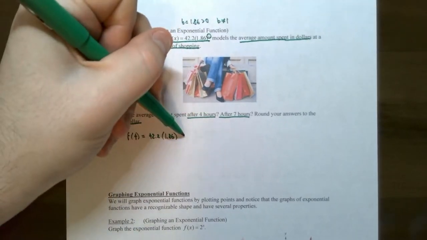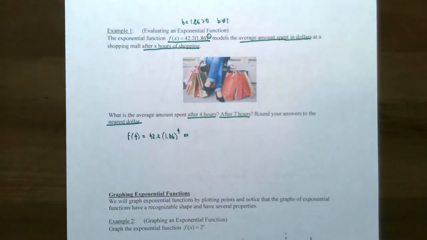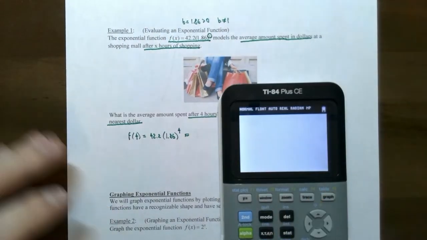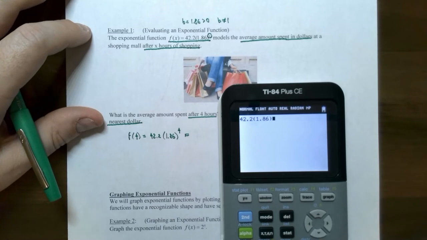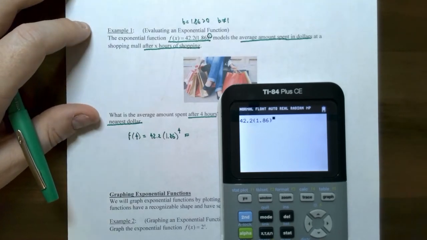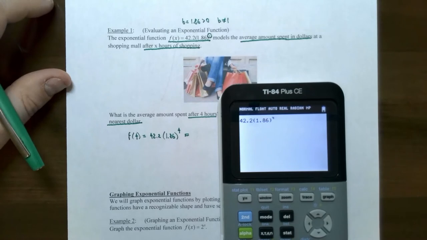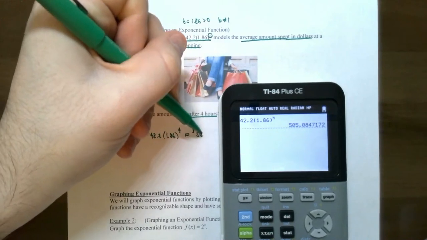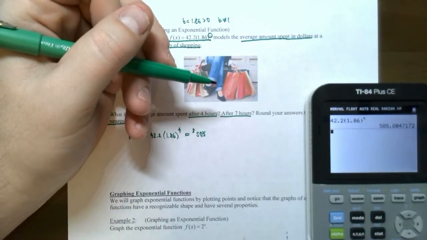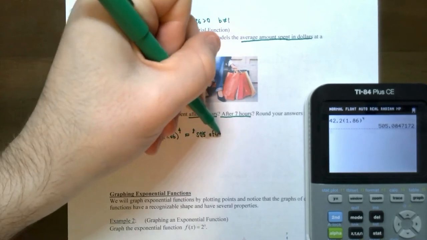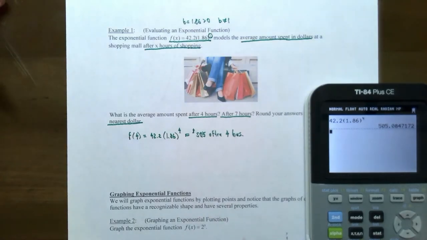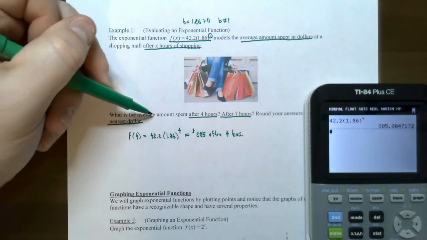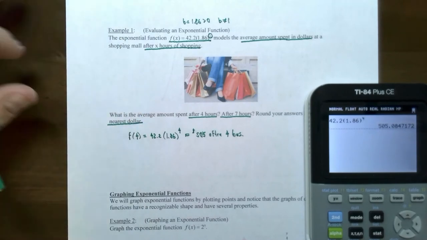So let's use the graphing calculator to approximate what this is. 42.2, parentheses, 1.86, parentheses, then use your exponent button to get 4 in the exponent. So $505, rounded to the nearest dollar. So $505 after shopping for 4 hours. Now, even though this is a really large amount of money to spend in just 4 hours, this is the average amount spent for anyone shopping for 4 hours.